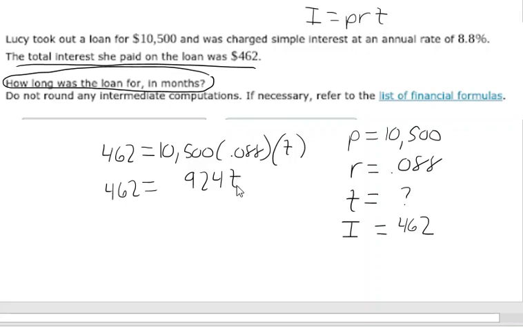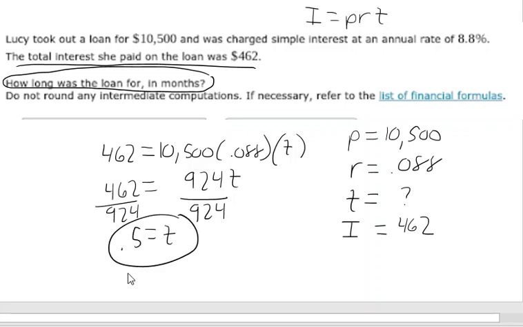And if we want to solve for the T, we have to get rid of the multiplication of 924. So we're going to divide by 924 on both sides. So when you take 462 and you divide by 924, you get 0.5. Okay? Now, 0.5 is the same as 1/2. And 1/2 of a year, because we have to figure out how long was the loan for in months, so 1/2 of a year is going to be 6 months.